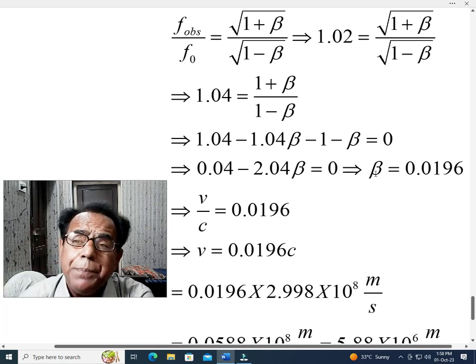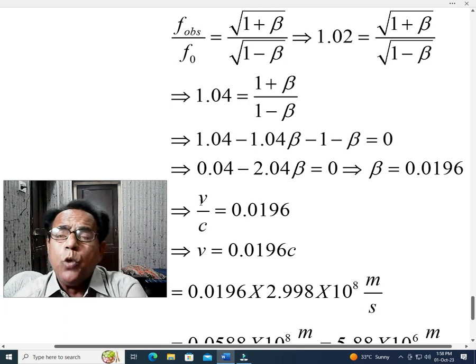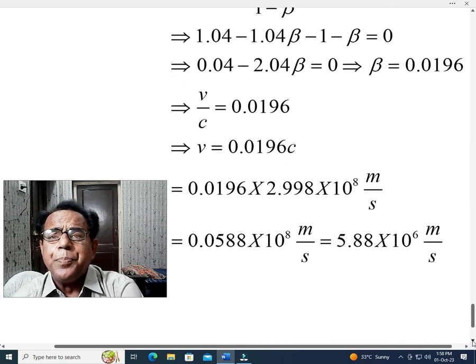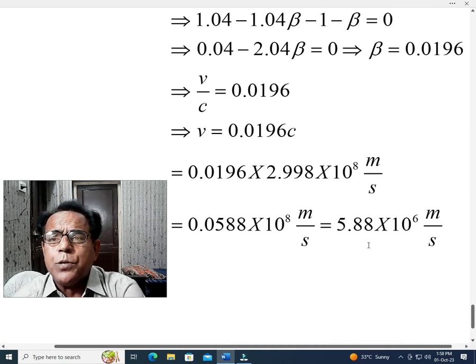Beta is the speed parameter v over c. So v over c is equal to this, and we know that the value of c is 2.998, so v will be equal to this into c. By using the value of c, that is 2.998 into 10 raised to the power 8 meter per second, our v will become equal to 5.88 into 10 raised to the power 6 meter per second.